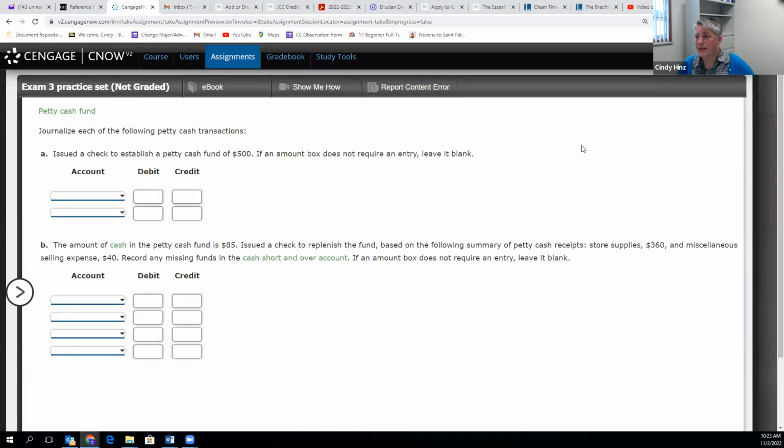Which is dealing with petty cash. And so we talked about petty cash, or another word for petty cash is an imprest fund. You might see it called that. I can't recall if I actually used that term in class, but an imprest fund means the same thing as a petty cash fund. It's just a different term for it.